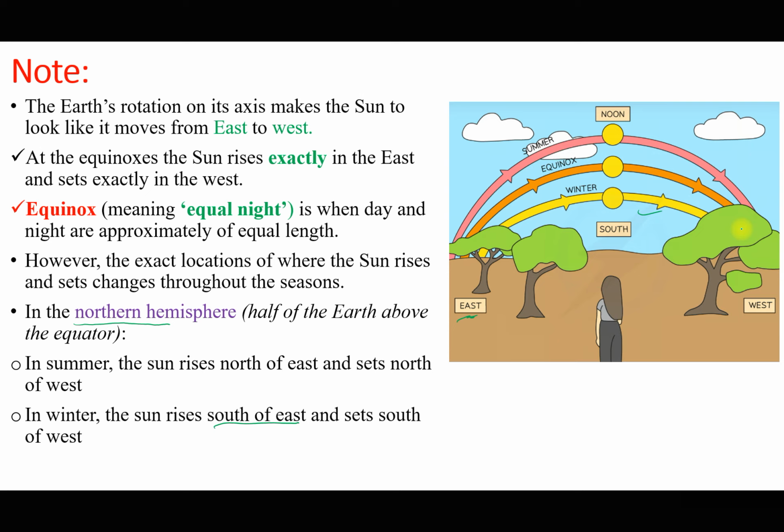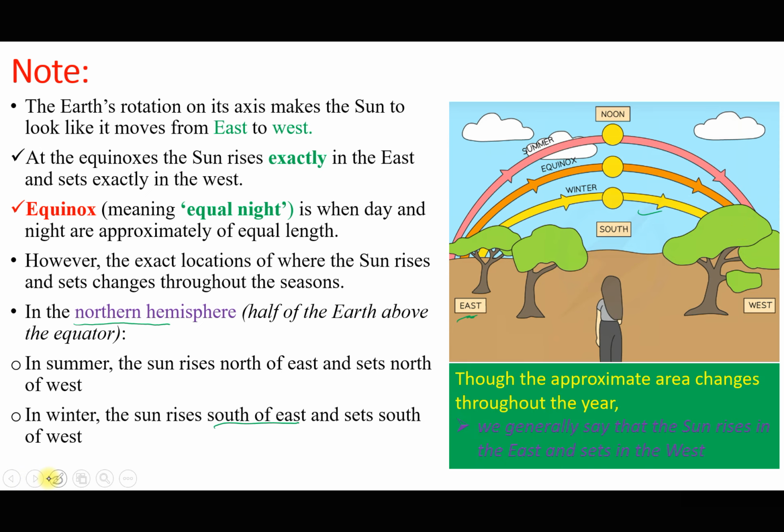But in general, we just simply say the sun rises from the east and sets in the west. Though the approximate area changes throughout the year, we generally say that the sun rises in the east and sets in the west.